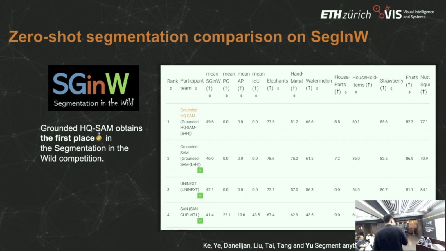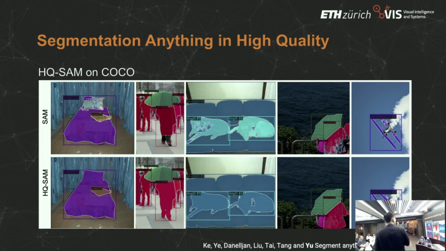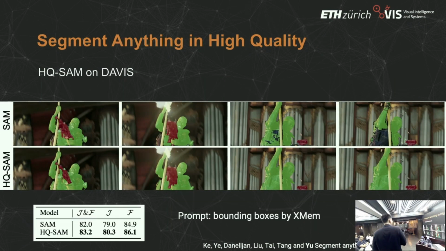And we find that this model is currently working the best on segmentation in the wild. And here are some illustrations. You can see that it indeed can provide some high quality masks. And even on COCO, on general object segmentation, we can improve the segmentation quality.